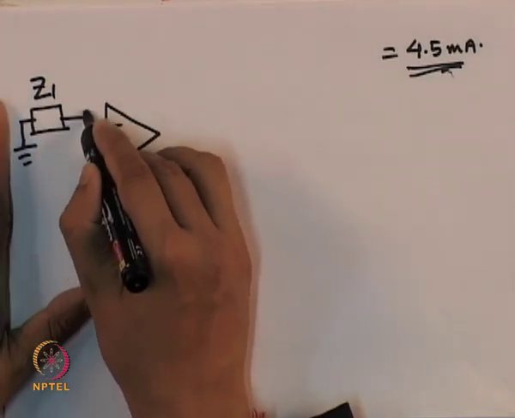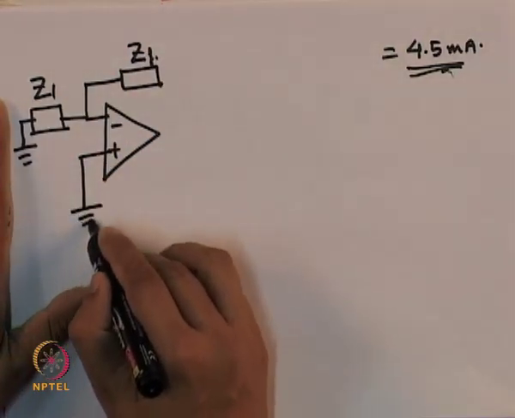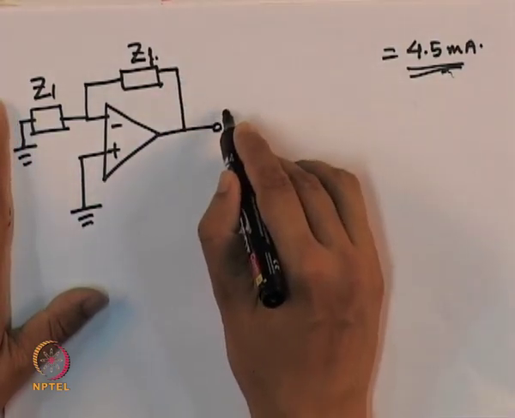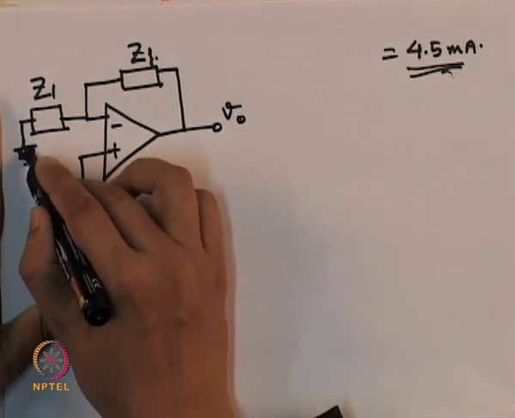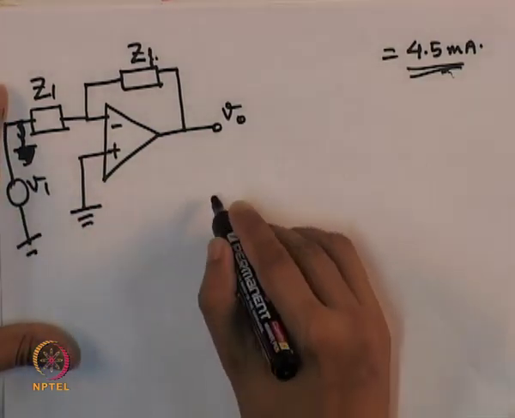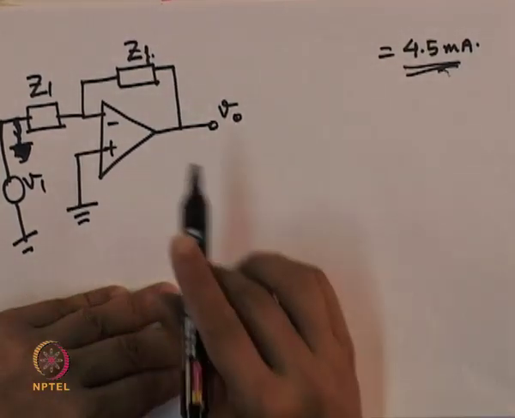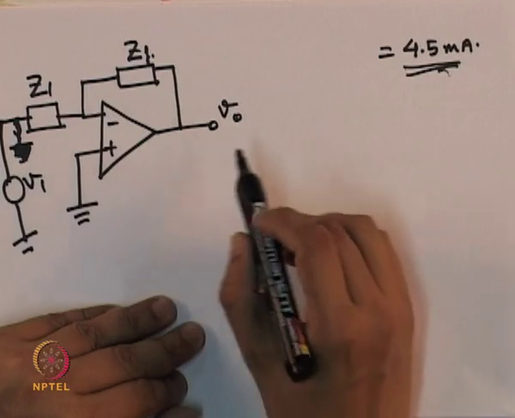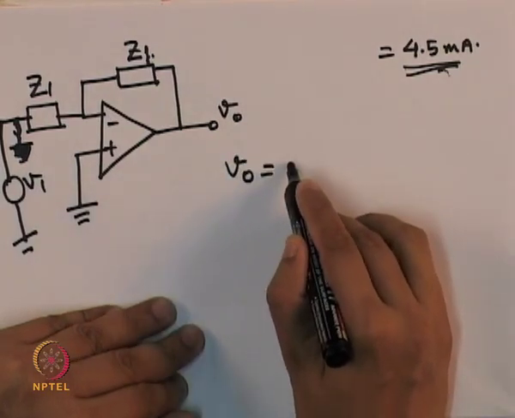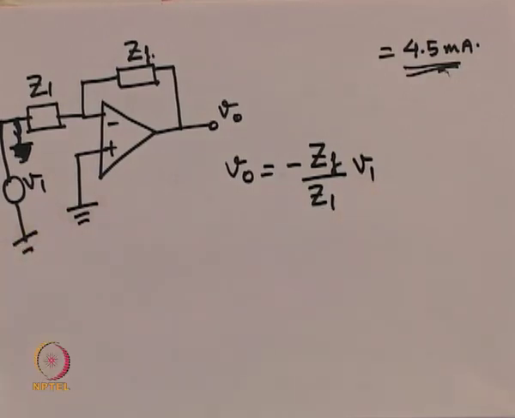Z1 and a general impedance ZF connected like this, this will be connected to V1. Okay. In the previous case we had derived the relationship between VO and V1 for resistances only, but in place of resistances, if we have general impedances Z1 and ZF, then VO will be given by minus ZF upon Z1 times V1. So, using this formula, we can derive some special circuits like integrators, which we shall be discussing in the next module. Thank you.